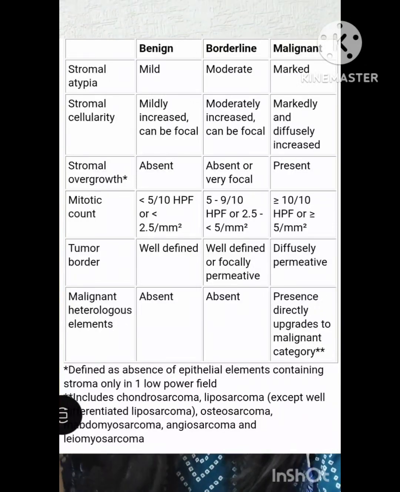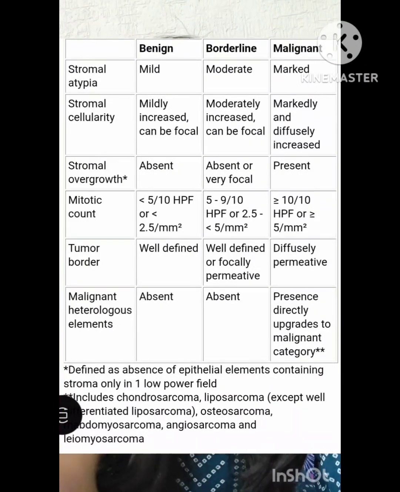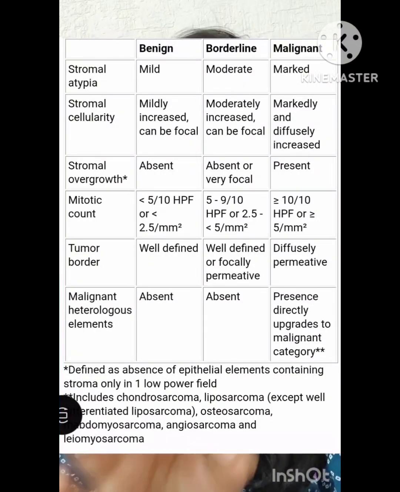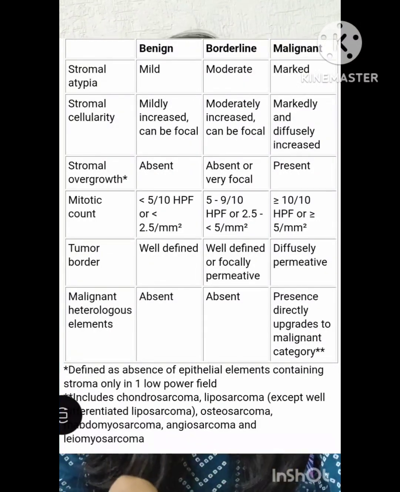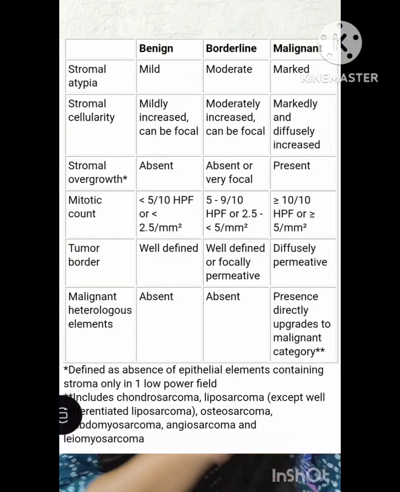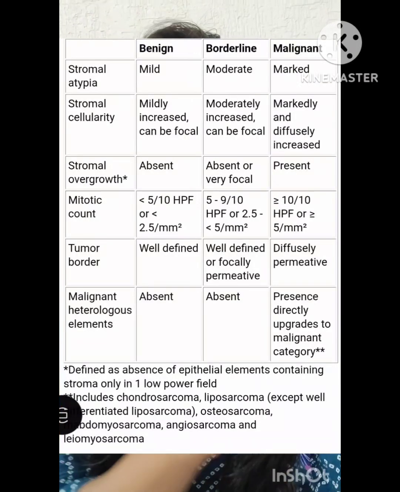Now fifth is tumor border. It will be well defined in benign, focally permeative or well defined in borderline, and diffusely permeative in malignant. And last is heterogeneous malignant component.